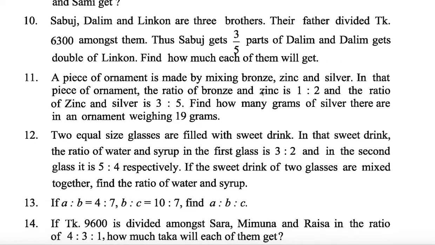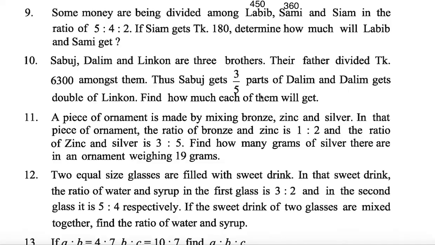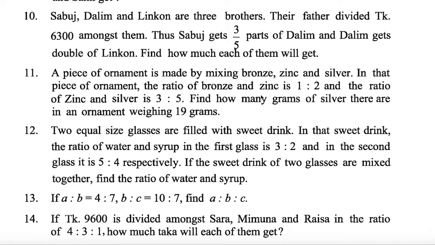Suppose Dalim, Sabuz and Lincoln are three brothers. Their father divided 6,300 amongst them. Sabuz gets 3 by 5 part of Dalim, and Dalim gets double of Lincoln. Find how much each of them will get. Sabuz gets 3 fifth of Dalim. Dalim gets double of Lincoln.